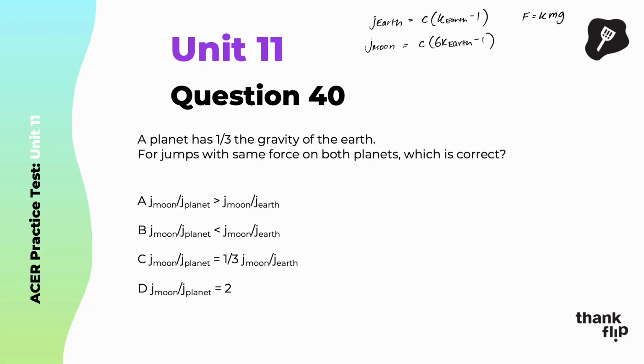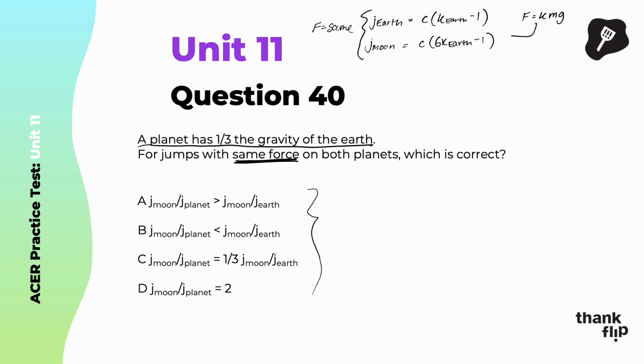So here we are introduced to a new planet that has 1/3 of the gravity of the Earth. And then for jumps with the same force on both planets, which of the following is true? And we're given a bunch of fractions here. So we're looking at J, so the equations that we're going to look at are these equations here. And these equations, we're already told, are true when the force is the same. And so that's helpful because we're looking for the same force anyways.